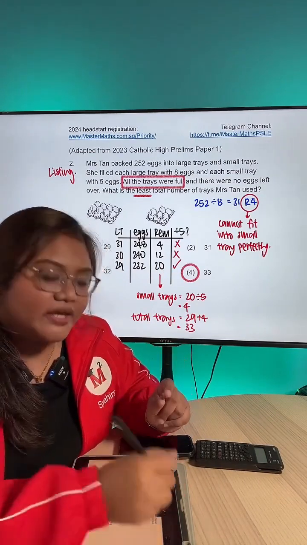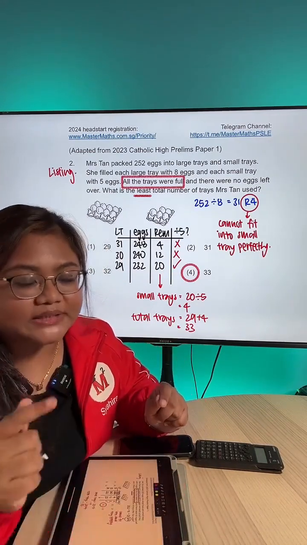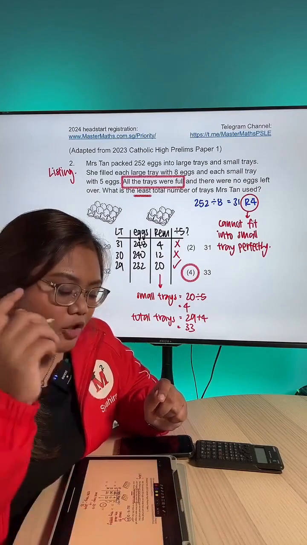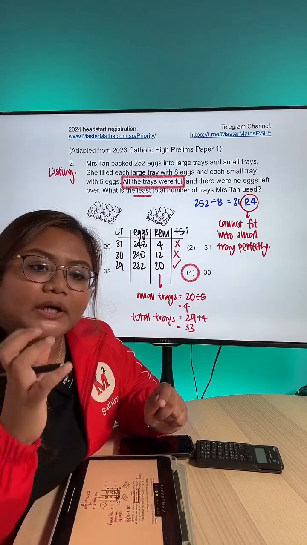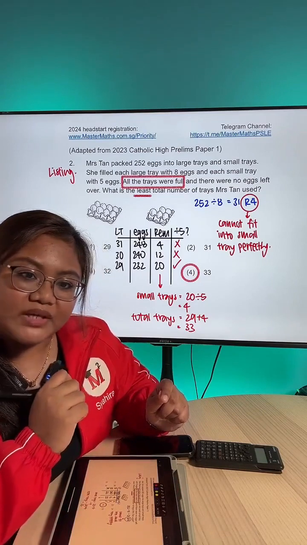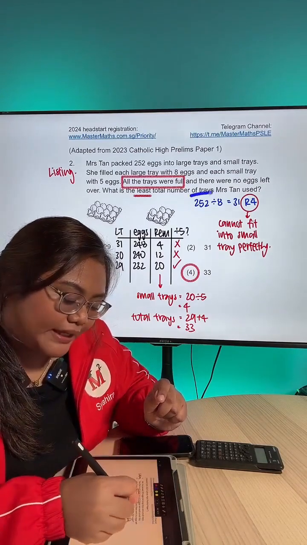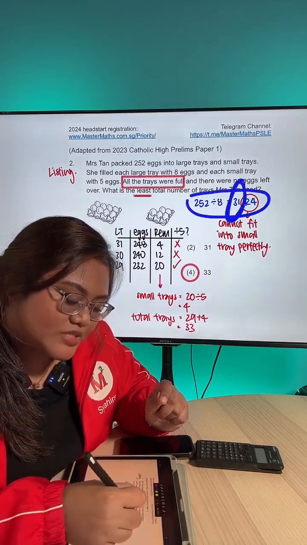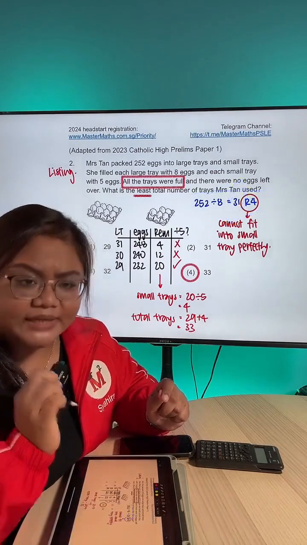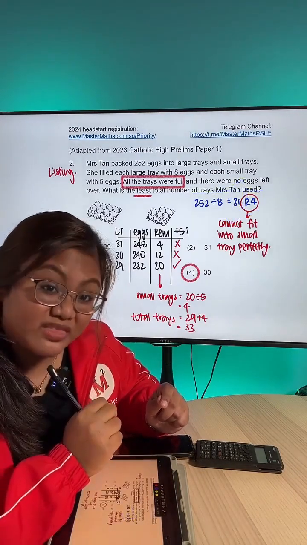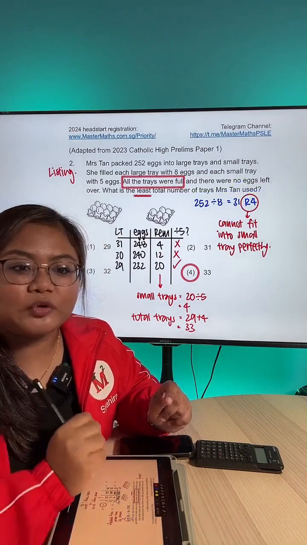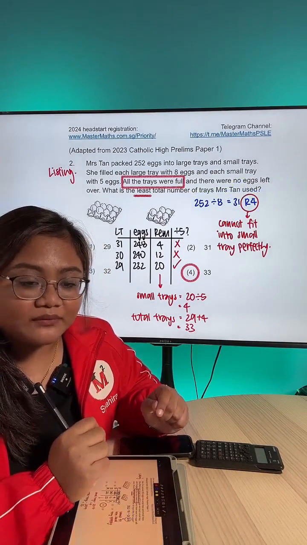But if you use guess and check, okay, what I'm asking you is this. If you use guess and check, do you know which number to start with? If you don't divide 252 by 8 to give you 31 and you start with 31, if you use random guess and check, do you know what number to start with? That's something for you to ponder about, okay? Alright?